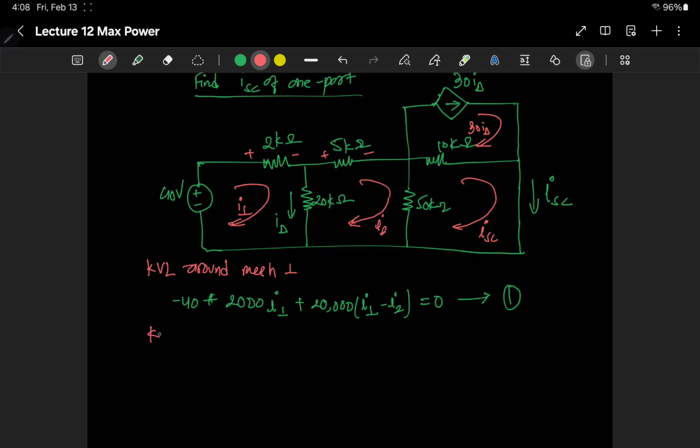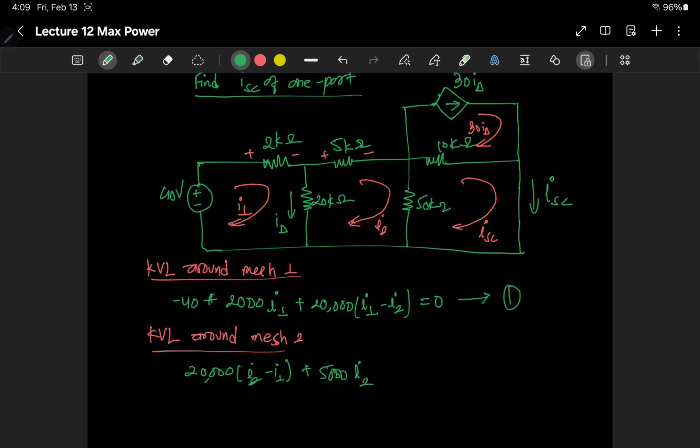Then we can write KVL around mesh 2. If we start from here, you have 20,000 times I2 minus I1, and then you have 5,000, this one, which is only I2, and then you have this 50,000 times I2 minus ISC, is equal to 0. That is your second equation.